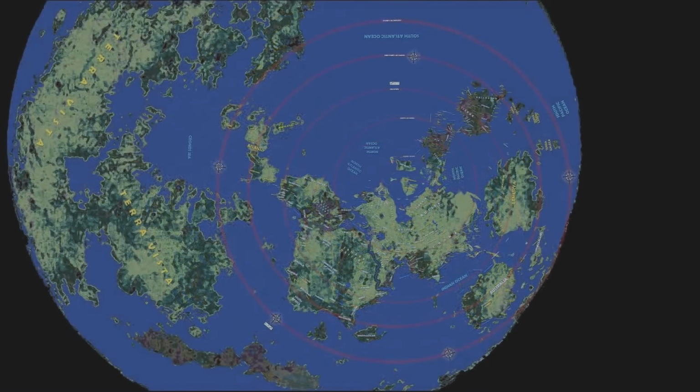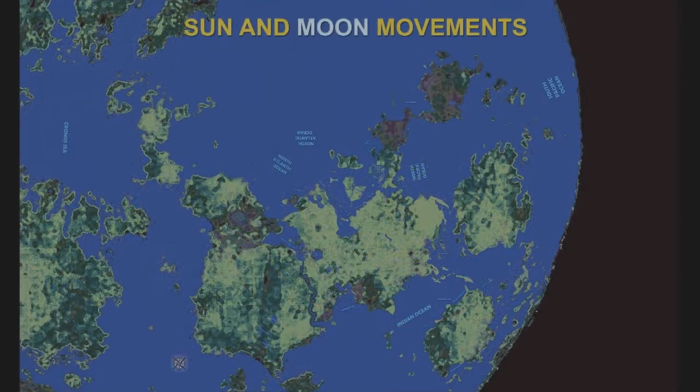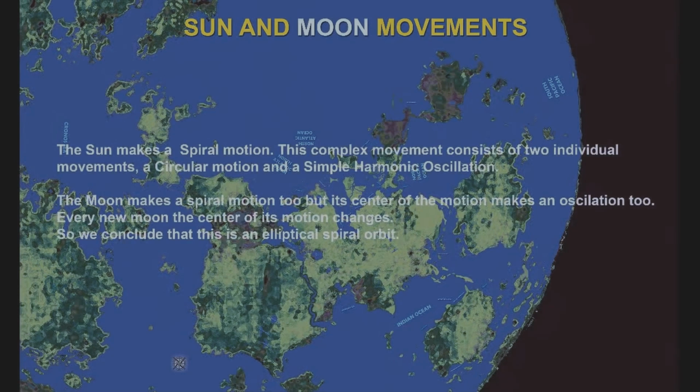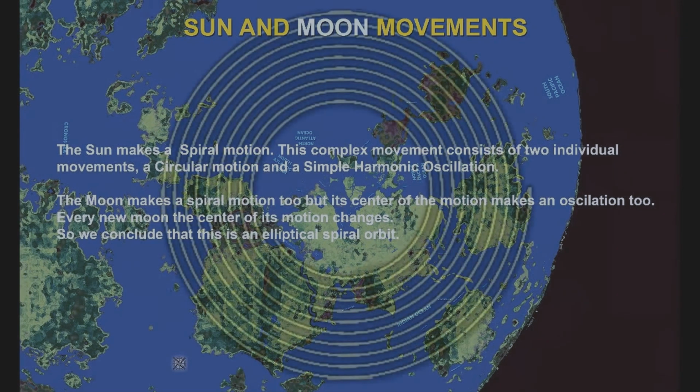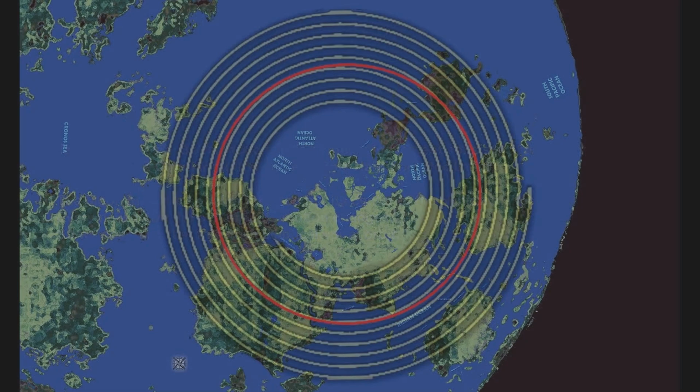Motions of Sun and Moon. The Sun makes a spiral motion. This complex movement consists of two individual movements, a circular motion and a simple harmonic oscillation. The Moon makes a spiral motion too, but its center of motion makes an oscillation too. Every new moon, the center of its motion changes.